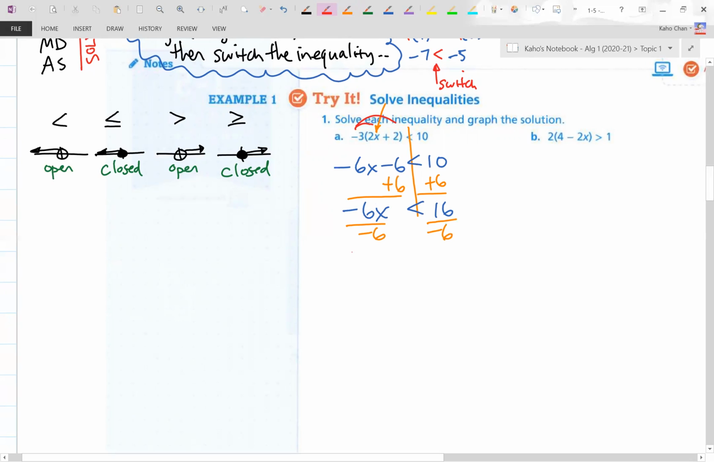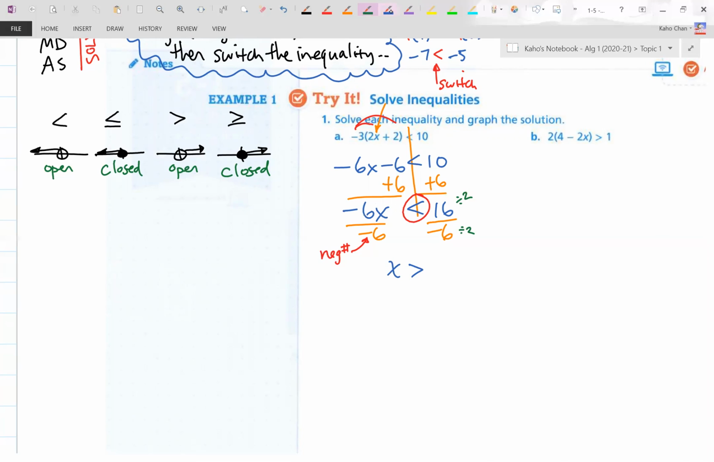Warning, this is a negative number, negative 6. So that means that inequality is going to switch directions. It's no longer less than, it's now going to become greater than. 16 over negative 6 reduces by 2. And a positive divided by a negative is a negative.